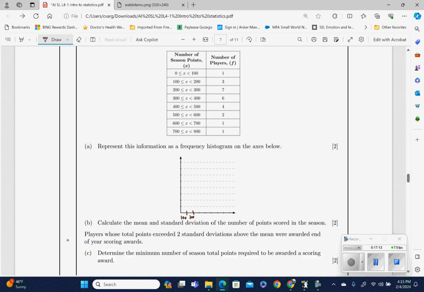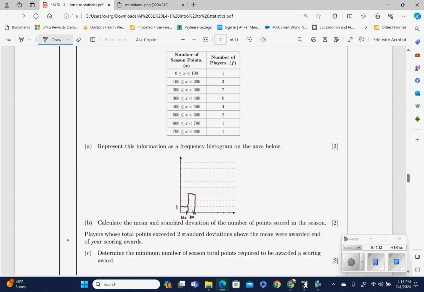So you're going to go through and here this is from 0 through 100 is 1. So I'm going to put, right, 0 through 100 is 1. So I'm going to put that down. From 100 to 200 is 3. So 100 to 200 is 3. That's 1, 2, 3. Right? Do you get the point?